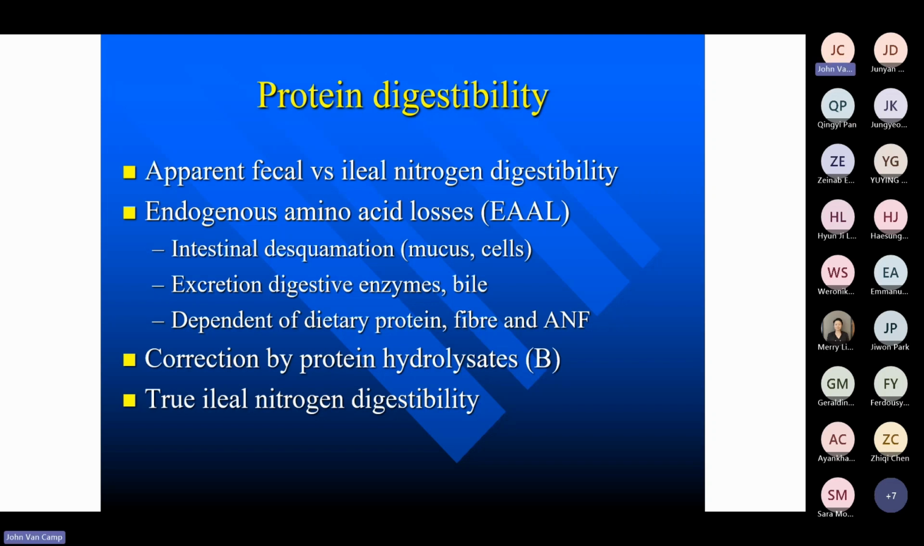If you correct for the losses, then you have a true digestibility. So you get an apparent digestibility if you don't correct. You have a true digestibility if you correct for the losses. And then you have a true ileal nitrogen digestibility or a true fecal nitrogen digestibility, depending on whether you measure in the ileum or whether you measure in the fecal material.